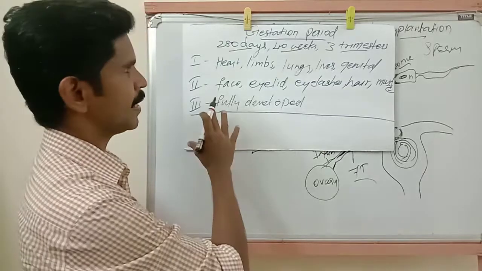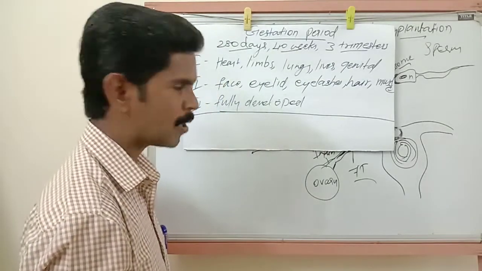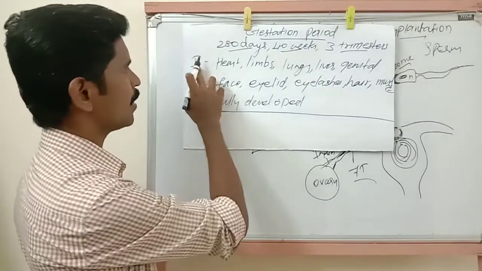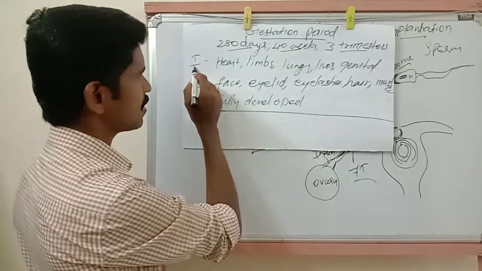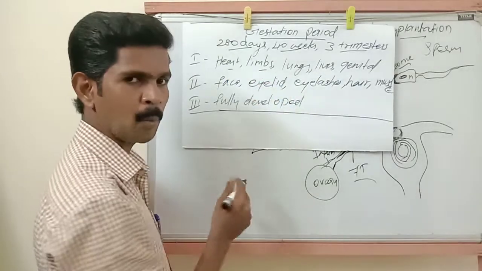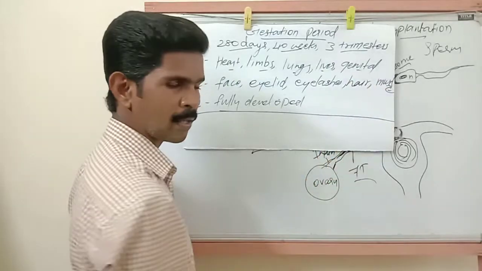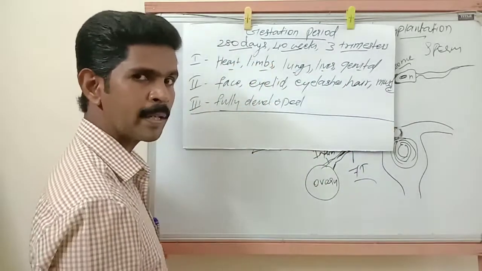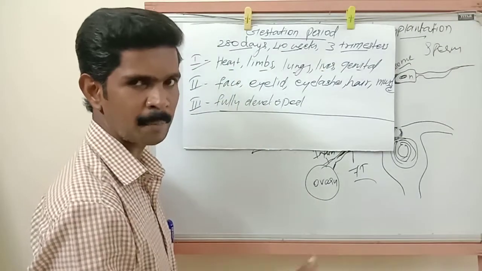Listen very carefully. In the first trimester, what organs are developing inside the fetus body? First trimester means first month, second month and third month. During this first trimester, the heart is developed, limbs, both hands and legs, lungs, liver, genital organ, reproductive organ. So all these organs are developed in the body of the fetus during the first trimester. That means first 3 months.